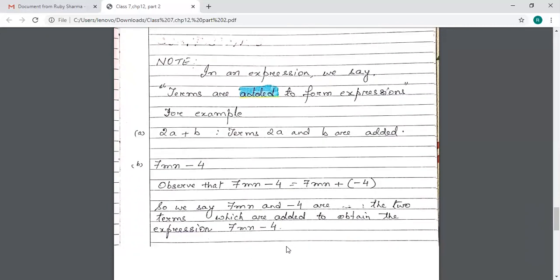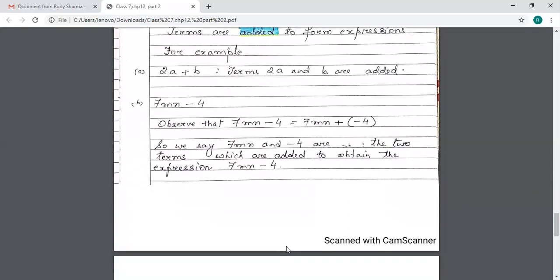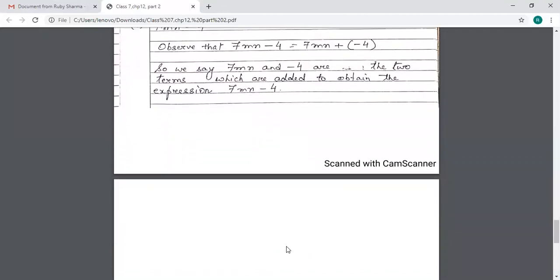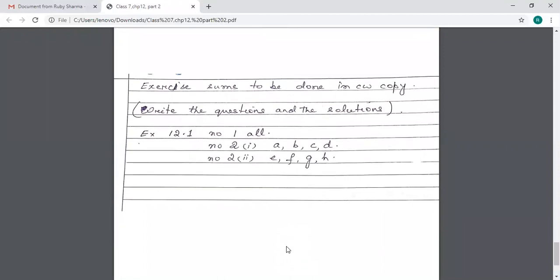So whatever things I've done just now, you can write in your practice copy, understand it, and then this you do in your classwork copy. It would be nice if you could write the questions and the solutions. Exercise 12.1, number 1, all the sums, you write the question as well as the solution. Number 2, you do A, B, C, and D. Number 2, the second part, you do E, F, G, H. These you do in your classwork copy.